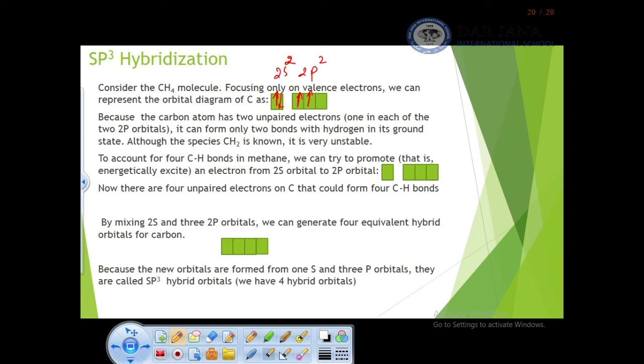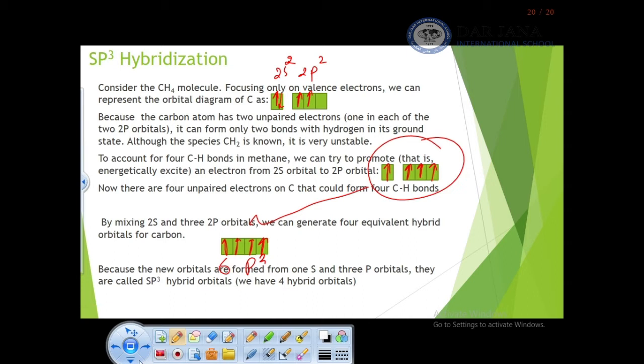So to account for 4 C-H bonds in methane, we can try to promote an electron from 2s to 2p. So here it will be 1 up, 1 up, 1 up, and 1 up. Now there are 4 unpaired electrons, as you can see, to form the 4 C-H bonds. By mixing 2s and 2p, we mix 4 orbitals, so it will be sp3. We have 1s and 3p orbitals.